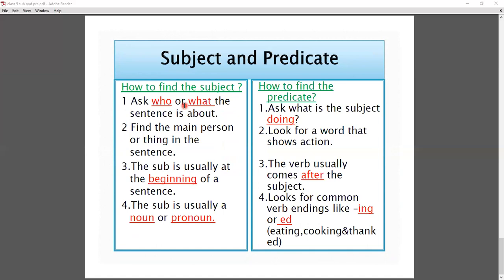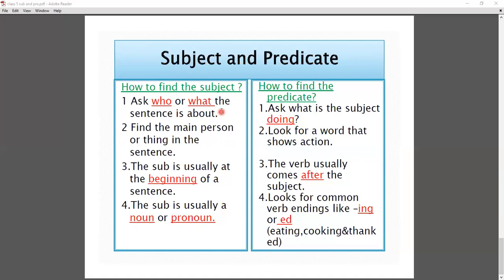Now, what we have learned in this video: what is subject and what is predicate. Let's recap how to find the subject and how to find the predicate. Let's revise. First is ask who or what the sentence is about. I'm talking about the subject, how to find the subject. So firstly, ask who or what the sentence is about. जब भी आपके सामने कोई भी sentence होगा तो उसमें आप कैसे identify करेंगे कि subject क्या है. आप पूछेंगे who or what the sentence is about. Sentence किसके बारे में है.